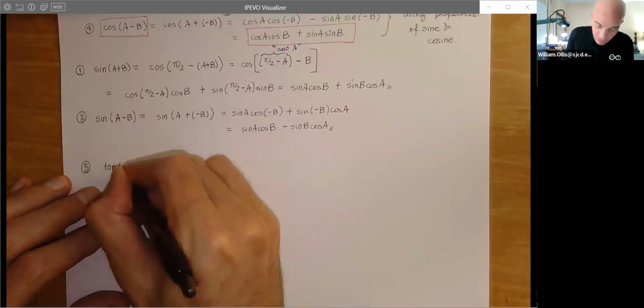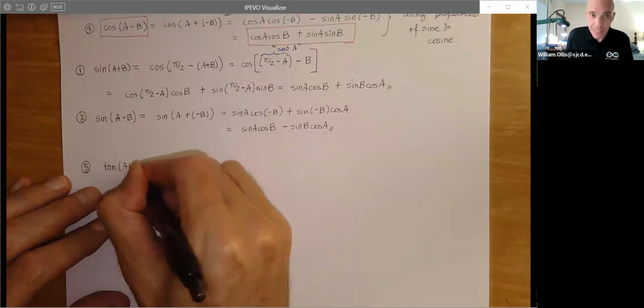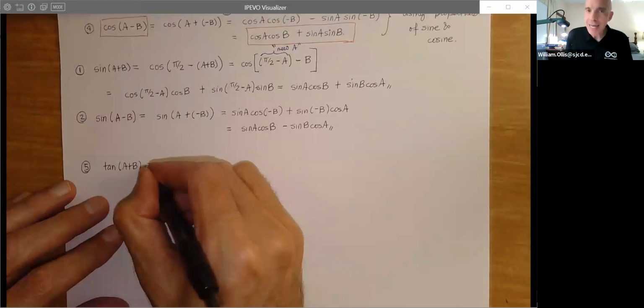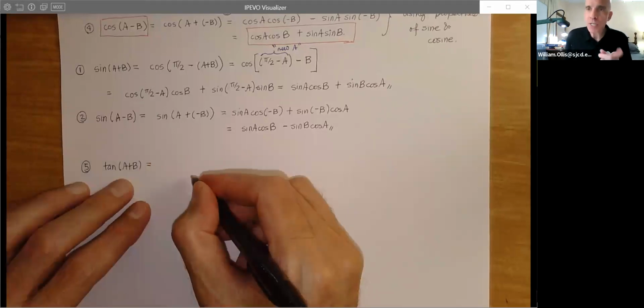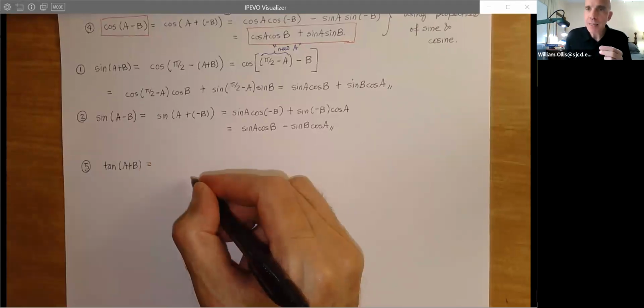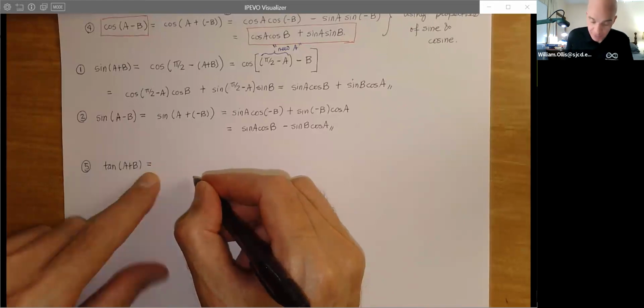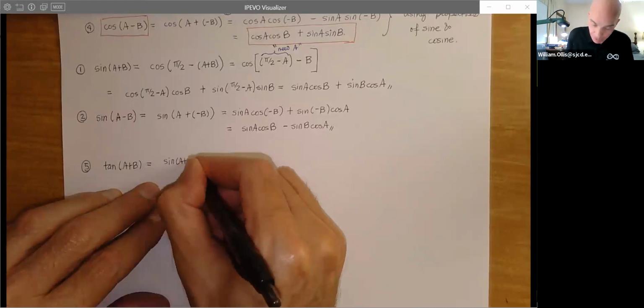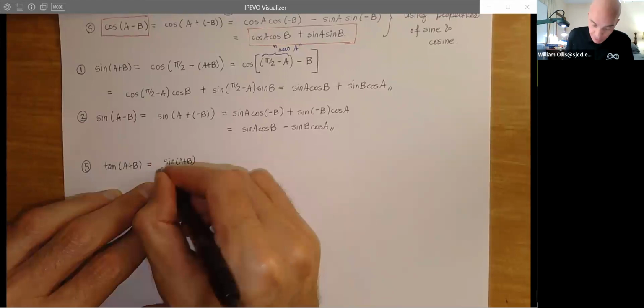This one takes a little bit more time, but of course 6 will be just like this one, and so that won't take any time. Now, what's tangent of a plus b? Well, since we know a whole lot about the addition formulas for sine and cosine, let's just write this by definition. This will just be sine of a plus b divided by cosine of a plus b.